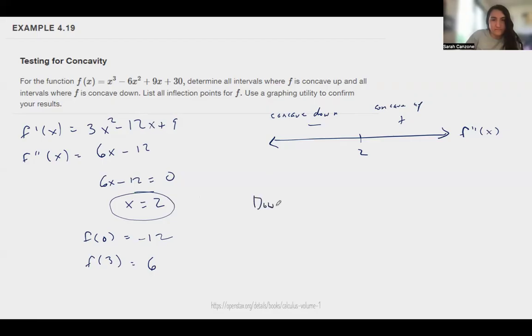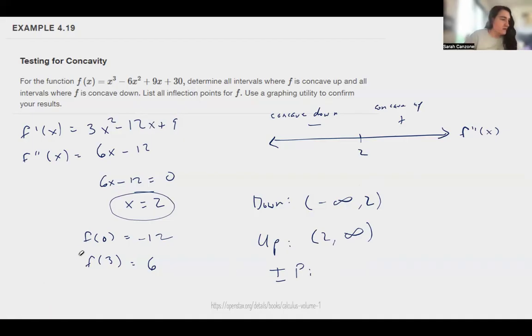So for concave down, our interval will be negative infinity to 2, not including 2, because the concavity at that specific point will be determined later. It'll be determined whether we have a maximum or a minimum, what the concavity is at the specific turning point. And then concave up is from 2 to infinity. An inflection point, sometimes we just abbreviate that IP, is going to be at x equals 2, but I will actually write it as a point.